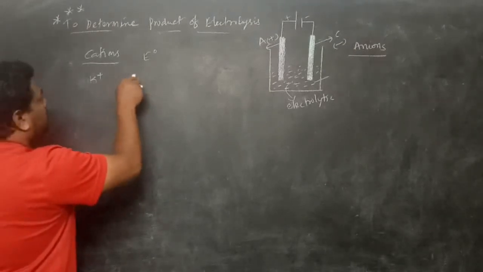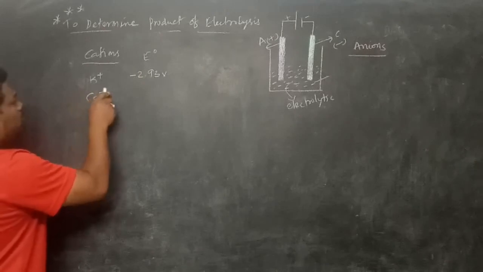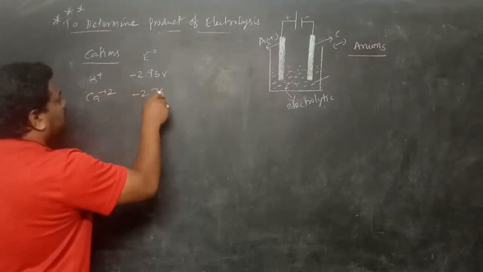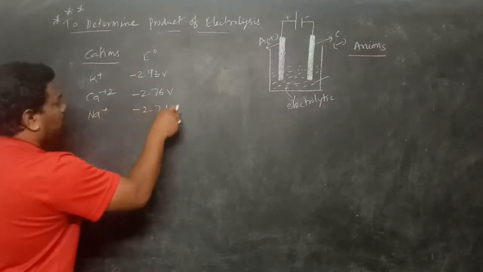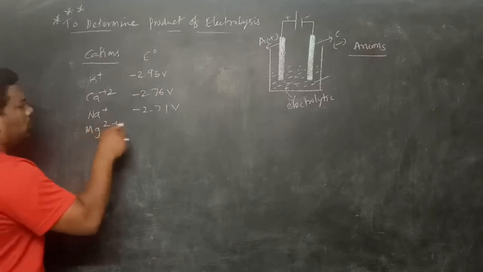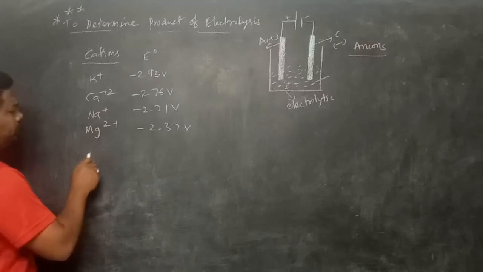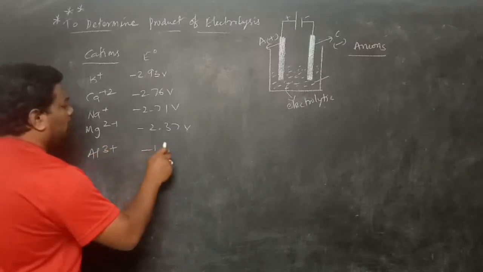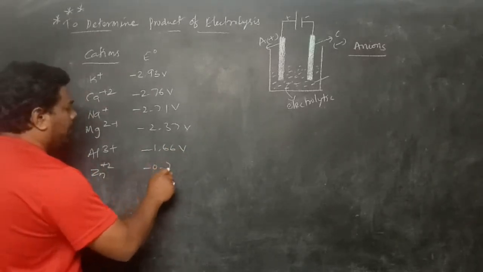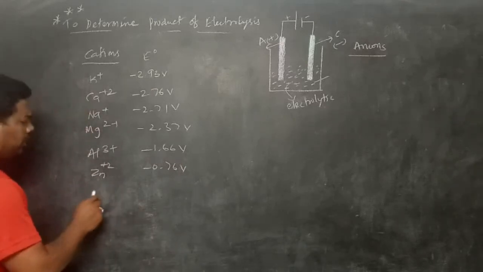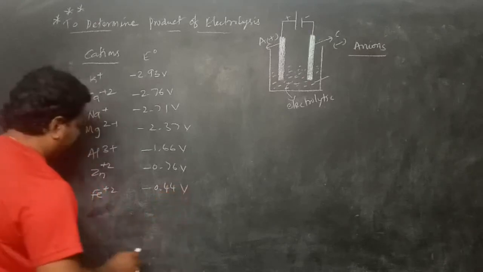The standard reduction potential value is minus 2.93 volts. Then Ca2+, minus 2.76 volts. Na+, minus 2.71 volts. Mg2+, minus 2.37 volts. Then Al3+, minus 1.66 volts. Zn2+, minus 0.76 volts. Then Fe2+, minus 0.44 volts.